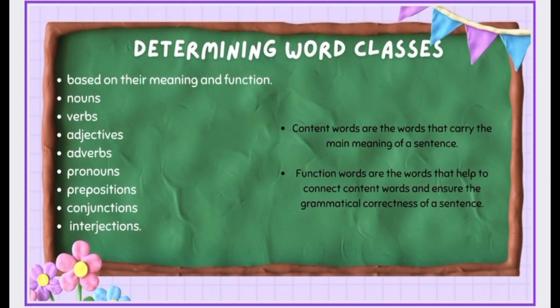Nouns are words that name people, places, things, ideas, or events. Verbs are words that express actions. Adjectives are words that describe or modify nouns or pronouns. Adverbs are words that modify verbs, adjectives, or other adverbs. Pronouns are words that replace nouns or noun phrases. Prepositions are words that show the relationship between words and phrases. Conjunctions are words that join words, phrases, or clauses, and interjections are words that express emotion or surprise.